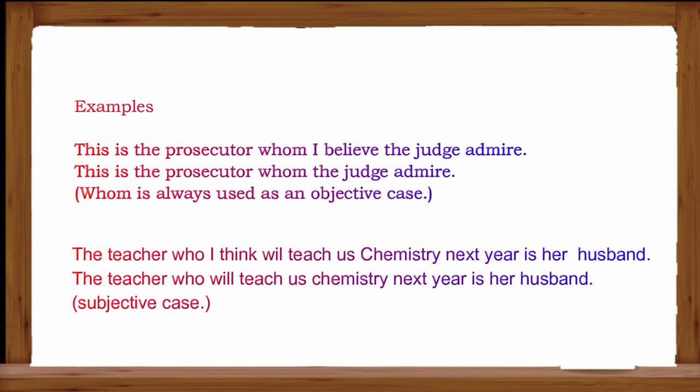Example 2. The teacher who I think will teach us chemistry next year is her husband. To check the case of the relative pronoun, omit I think. The teacher who will teach us chemistry next year is her husband. Who is followed by the verb teach, so it is a subjective case.